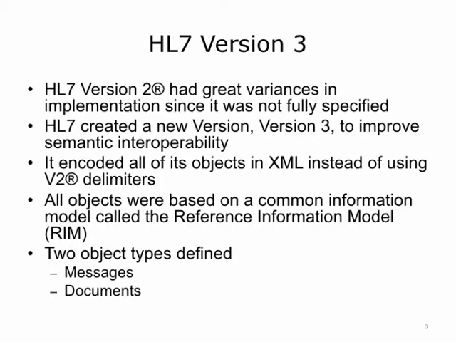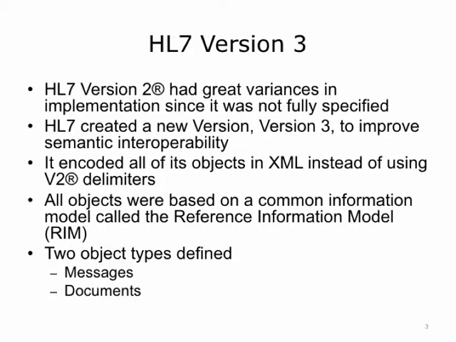HL7 also encoded all V3 objects using XML, or Extensible Markup Language, a popular encoding language for the web. This was considered more modern and generic than the HL7 specific encoding process of version 2. There were industry tools available to process XML formats. There were two object types that were defined for version 3, messages and documents. The V3 messages were similar in functionality to the V2 messages. V3 documents satisfied an outstanding need for which no standard yet existed: the need to provide a structured format to clinical documents.